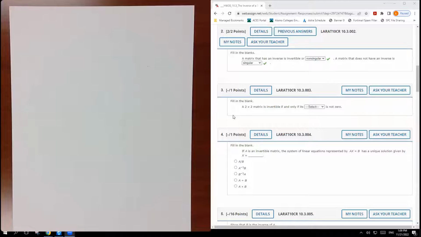For number 3, a 2 times 2 matrix is invertible if and only if. This is really important because this is a theorem and we're going to use this theorem next section. A matrix is invertible, that means there is an inverse for this matrix, if and only if the determinant for this matrix is not 0. We're going to use this theorem next section.